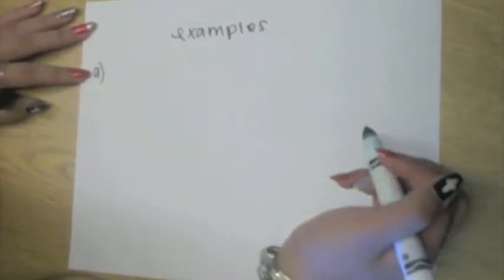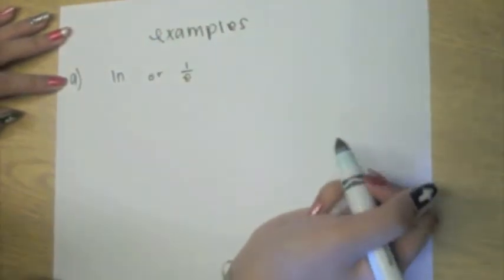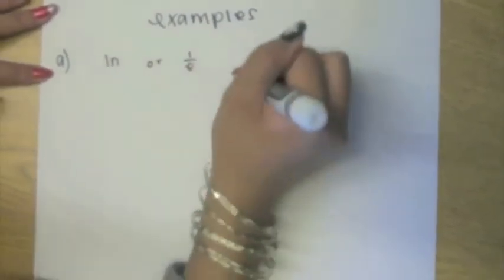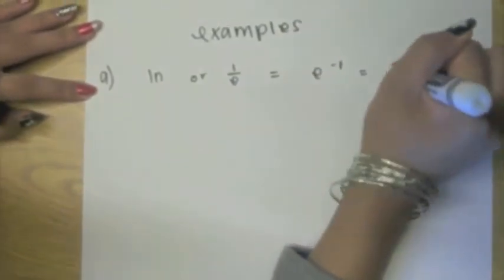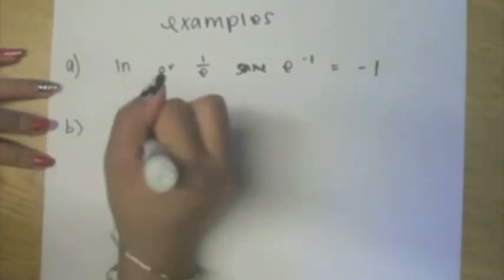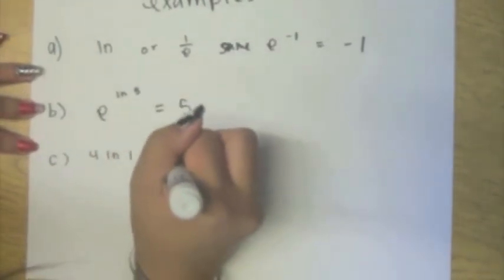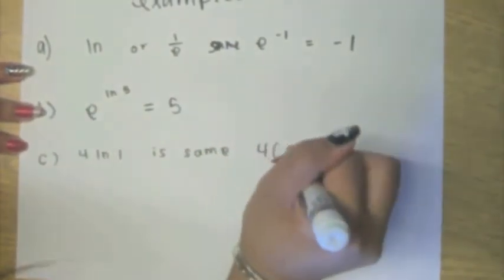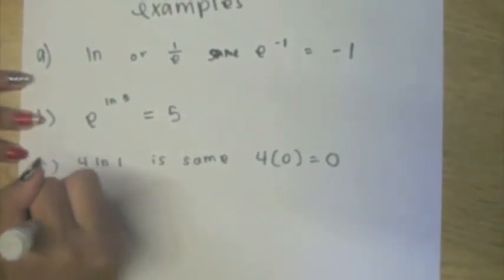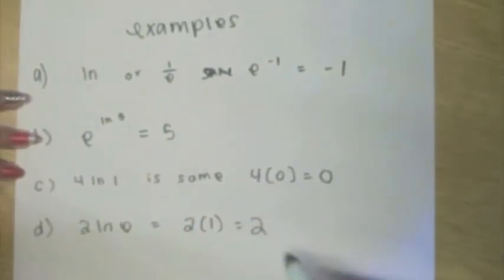Now you'll be using examples from the properties of natural logarithms. Letter A will be ln of 1 over e. It would also be ln of e to the power of negative 1, which equals negative 1. B would be e to the power of ln of 5, which equals 5. Letter C, 4 ln of 1 is 4 times 0, which equals 0. Letter D is 2 ln of e is equal to 2 times 1 equals 2.